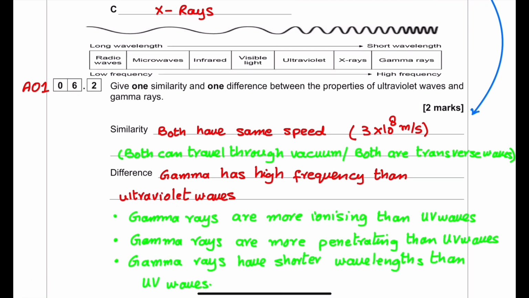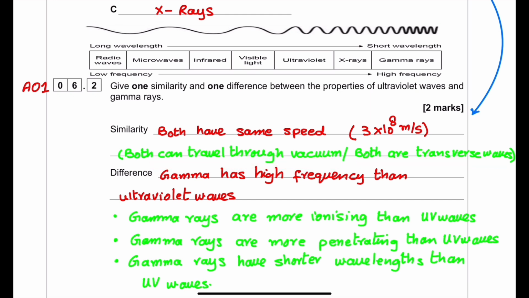The different options are given in similarities and differences for the students. The similarity between ultraviolet waves and gamma rays is both have the same speed, that is 3 times 10 raised to power 8 meters per second. Both can travel through a vacuum and both are transverse waves.